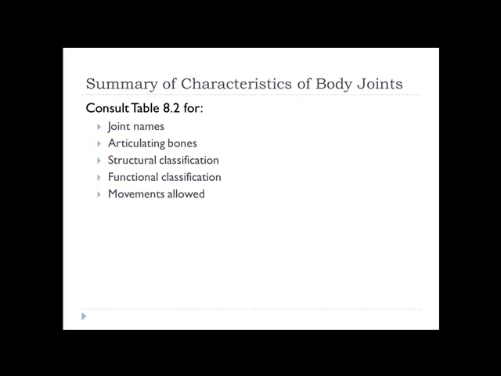So there is a table, number 8.2. It's going to have joint names, the bones, their classifications, their functional classifications, and the movements they allow. I want you to check that out, and I want you to have a good idea of which joints do what and how they're going to work.